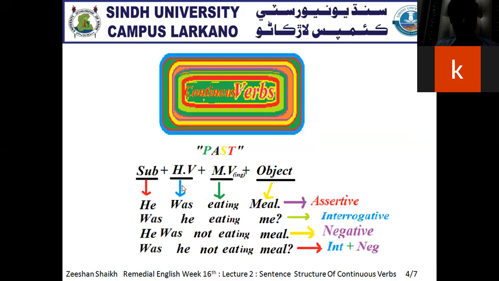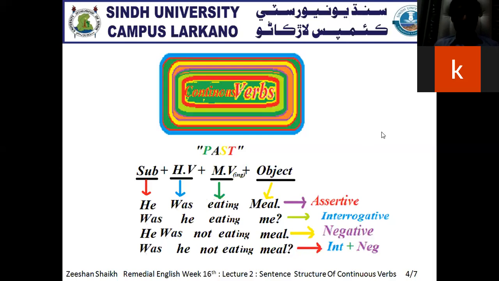And in the last, interrogative plus negative: was he not eating meal? So in the interrogative, the helping verb comes first, then he, then not, then eating meal. So this becomes a brief introduction about the formation of past continuous. I hope you have got each and every point of my past continuous formation lecture.